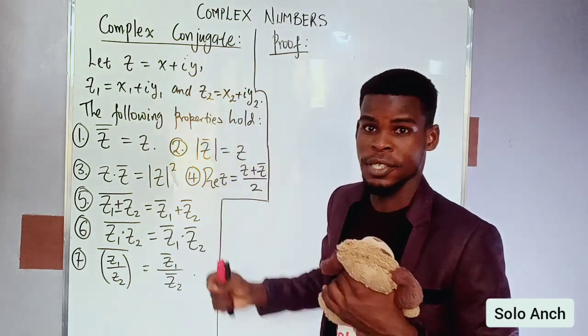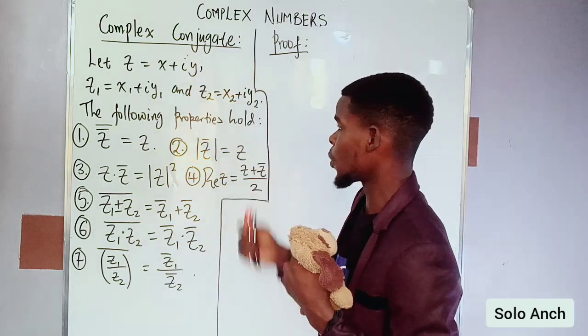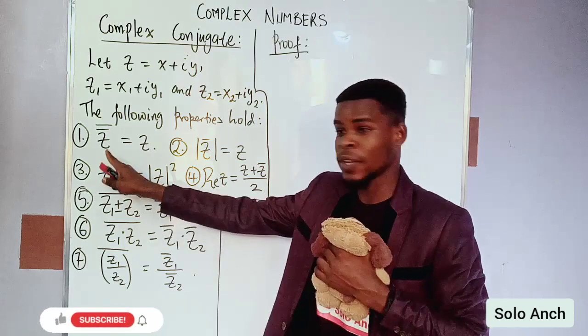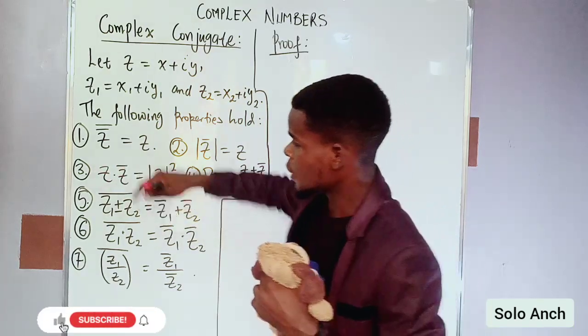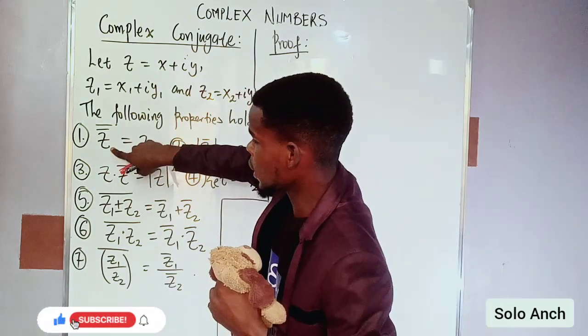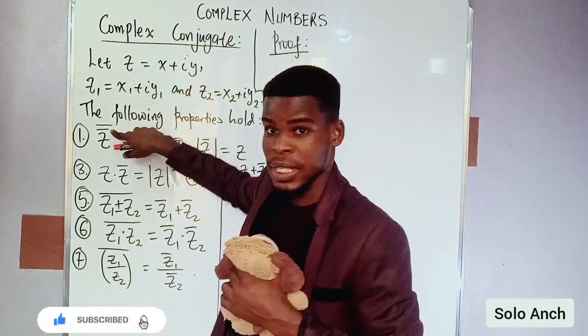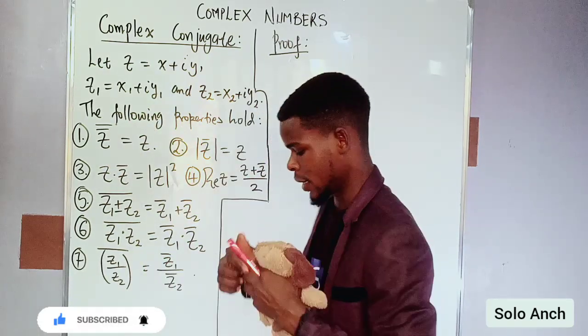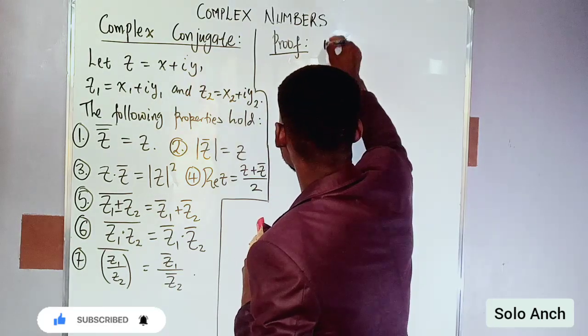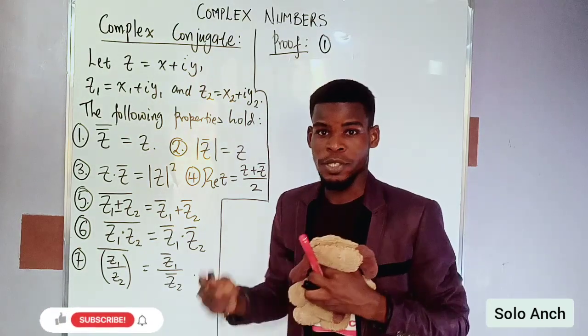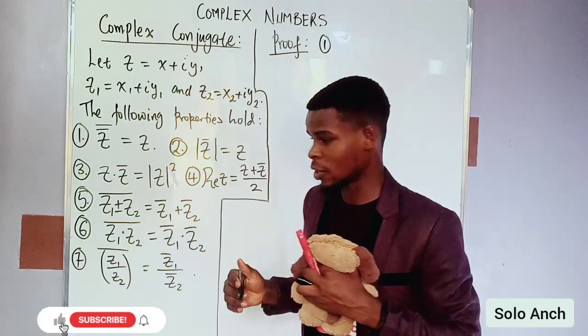So these three are complex numbers. Then the following properties hold. Now we have the first property here, which tells us these two bars at the top mean that if you take the conjugate of a complex number z and take the conjugate of that conjugate, you're going to get the complex number back. So taking the conjugate of a complex number twice gets back the original complex number.